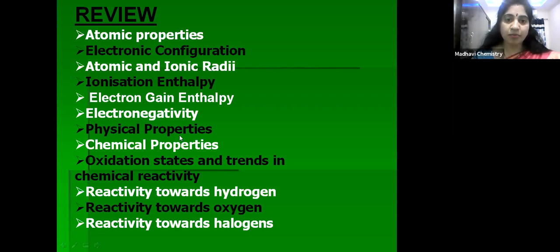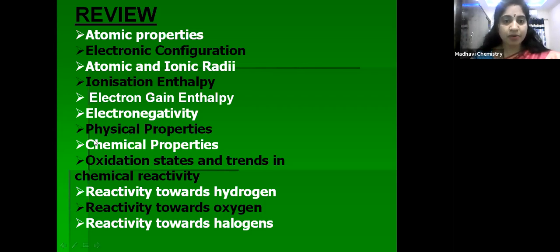Next, in physical properties, what we have discussed: oxygen and sulfur are non-metals, selenium and tellurium are metalloids, polonium is a metal, and livermorium is a synthesized element, right? So next, from top to bottom, electronegativity decreases, so metallic character increases.